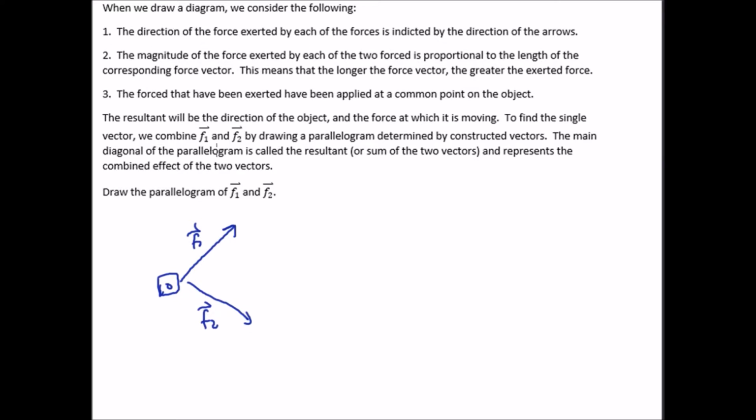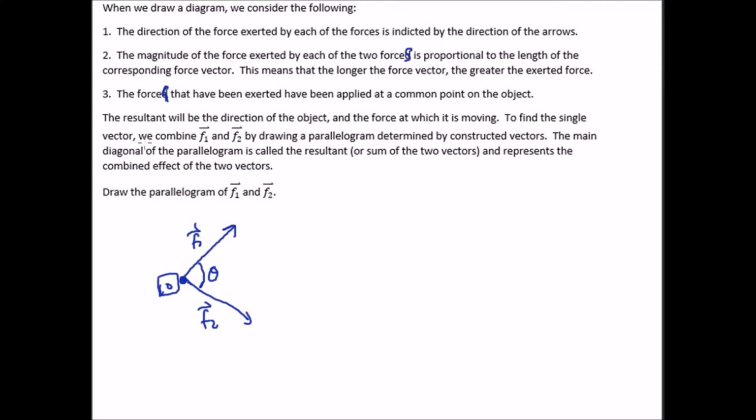The direction of the force exerted by each of these vectors is indicated by the direction of the arrows. The magnitude of the force exerted by each of the two forces is proportional to the length of the corresponding force vector. So basically, if you measure this or if they give you a measurement, that's the magnitude of it. We're assuming the forces have been applied at a common point. That means that this angle here, theta, which we already know, is where those two tails meet at a common point.